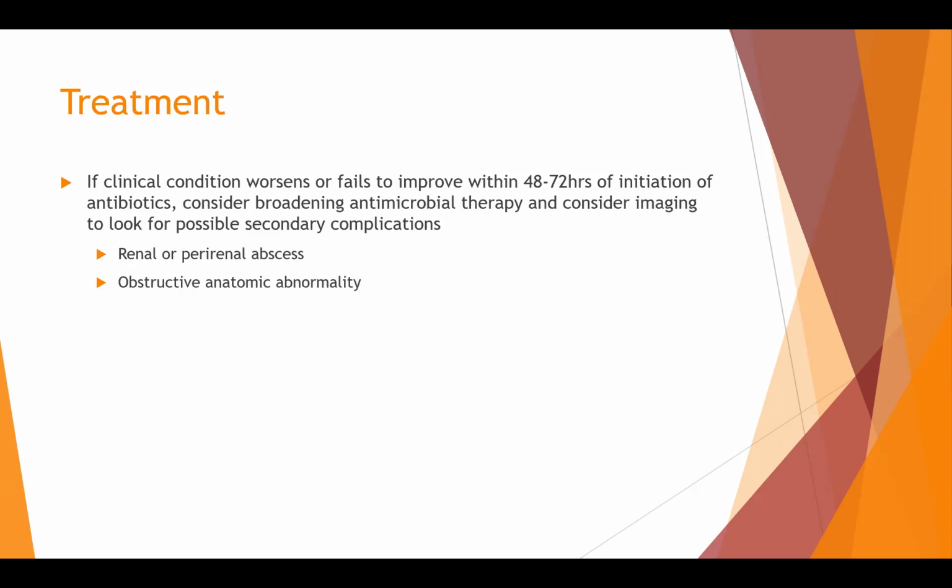So this statement is a little hard in that certainly with uncomplicated UTI, if the clinical condition worsens or fails to improve within 48 to 72 hours, is it because the antibiotic is not the right one, like you need to broaden it, or do I have a renal abscess or something else that's complicating my picture?